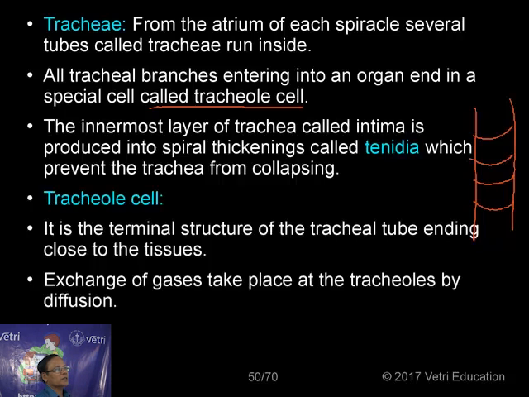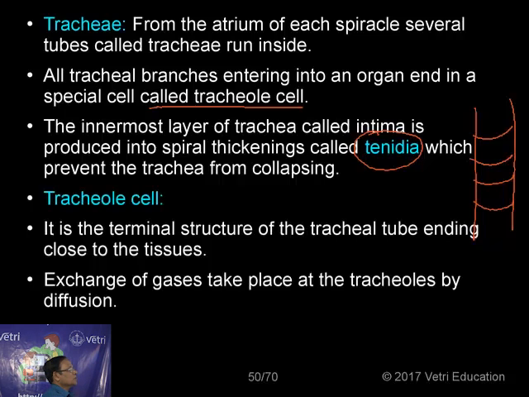As in the case of, for example, the trachea of man, we have the trachea that is supported with what we call ring-shaped cartilaginous bones. But here we have the trachea which is supported by ring-like thickenings produced by the innermost layer of the trachea, what is called intima. These thickenings which support the wall of the trachea and prevent it from collapsing are called taenidia. This is nothing but the chitinous thickening which supports the wall of the trachea and prevents the trachea from collapse. And that is called taenidia.